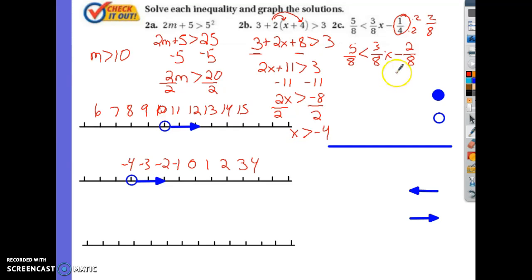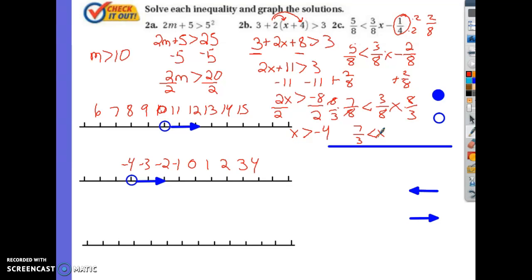Now I'm going to balance, add 2/8, add 2/8. And I'm going to have 7/8 is less than 3/8 x. One-step equation, 3/8 x. To isolate x, I'm going to multiply by the reciprocal, which is going to be times 8 over 3. What I do to one side, I do to the other. Times 8 over 3. These 8's cross out, and I have 7/3 is less than x.